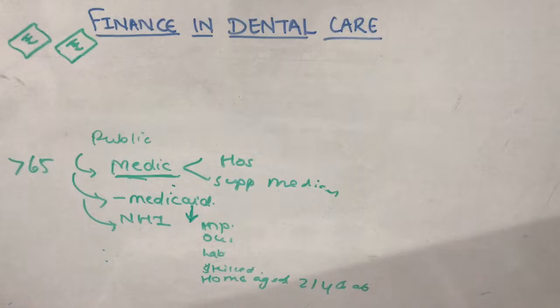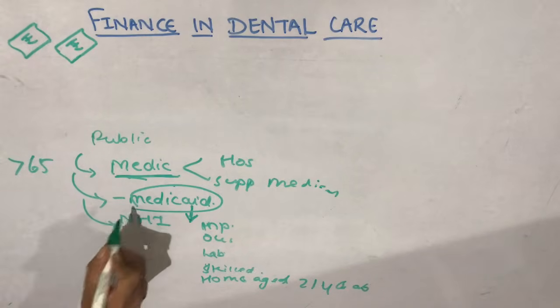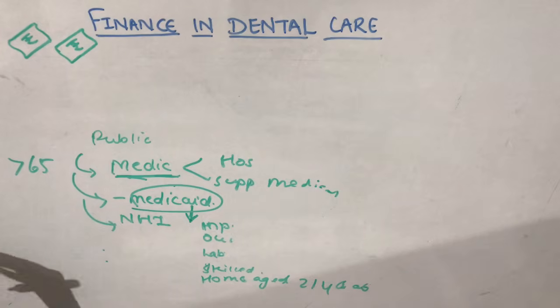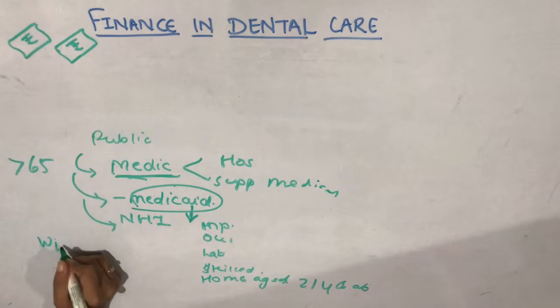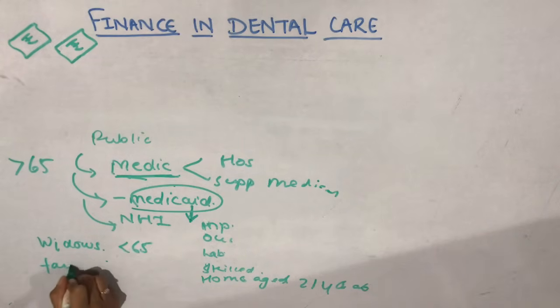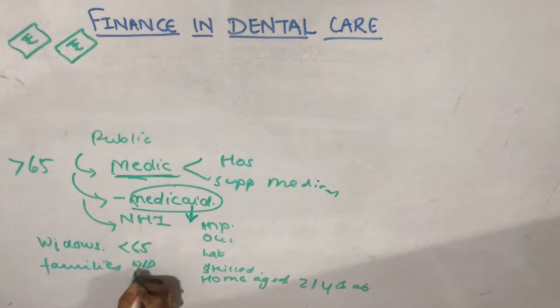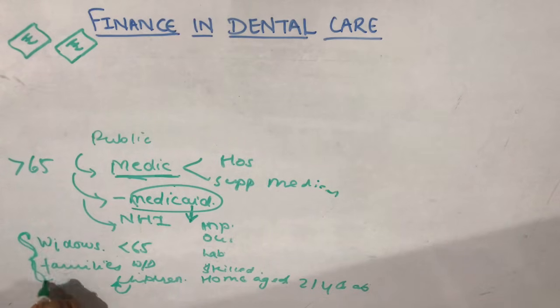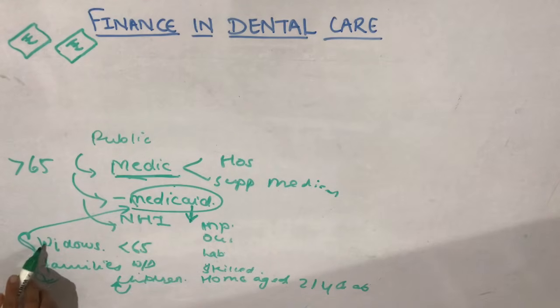But now what are the limitations of Medicaid? It is an extremely complex program. The application process to determine eligibility for Medicaid is complicated and confusing to many people. Certain groups, such as widows who are under 65 years and families without children, are identified as not eligible. So these two groups are not eligible for Medicaid. This is the drawback of Medicaid.